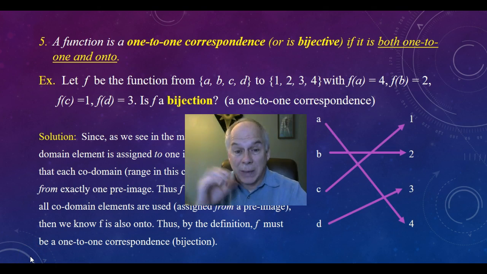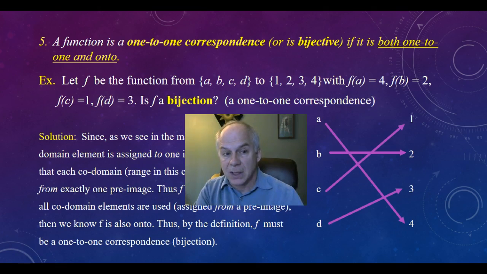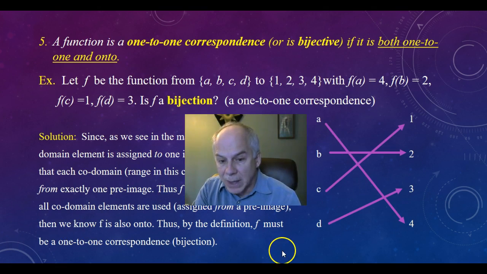Okay, so back to the PowerPoint. Item number 5, a function is a one-to-one correspondence, also called bijective, involving both 1-to-1 and onto. So it's got both of those properties. It's called a one-to-one correspondence or a bijective function.